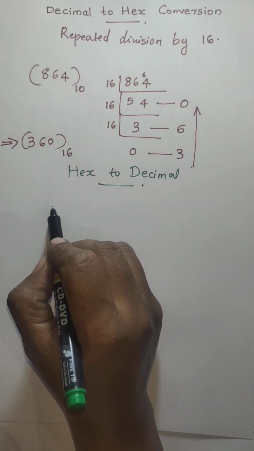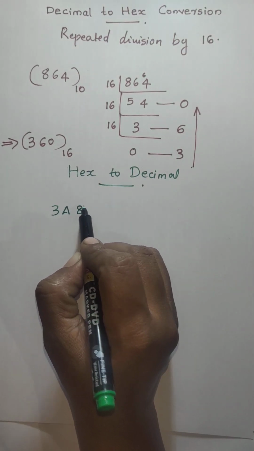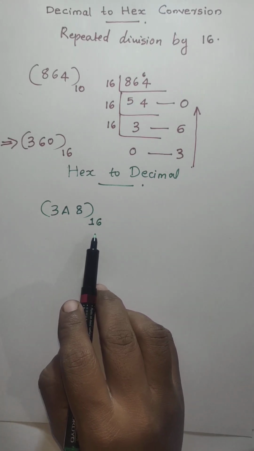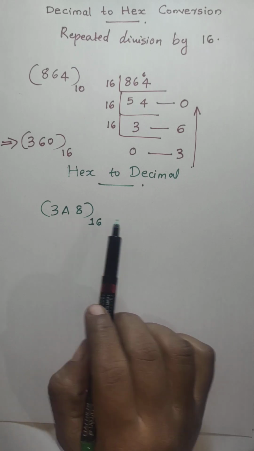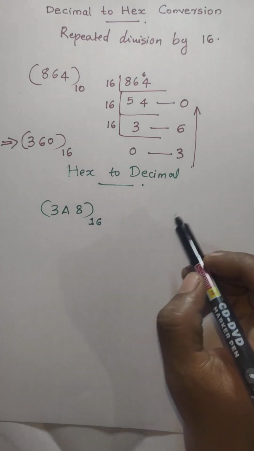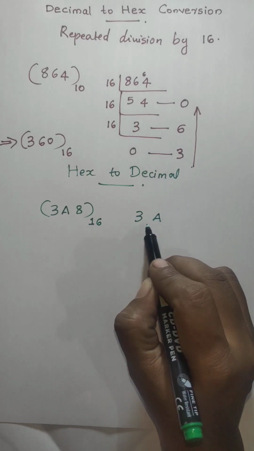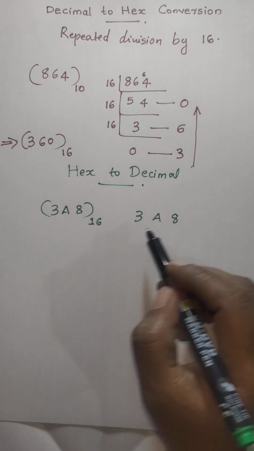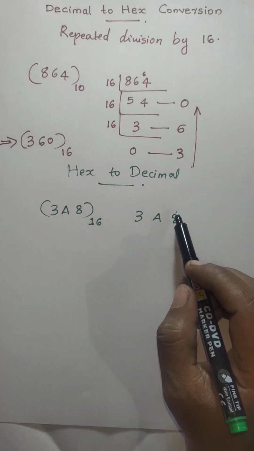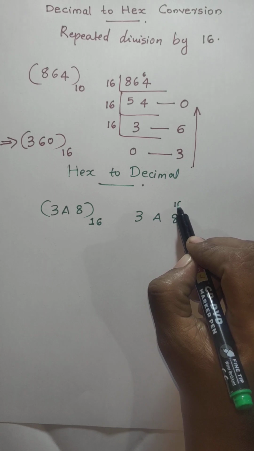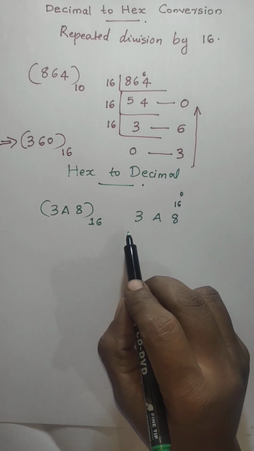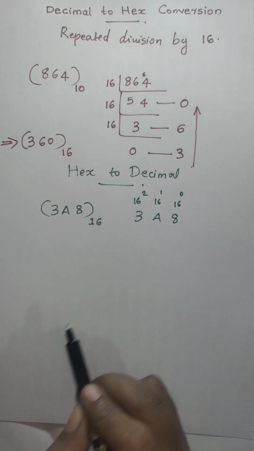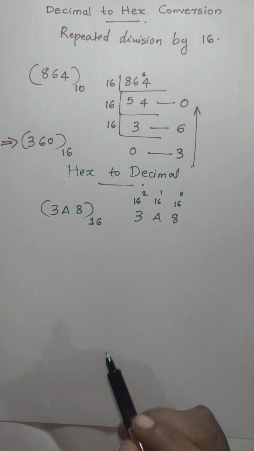For example, 3A8. This is a hexadecimal number, so the base of this number is 16. We are going to convert this hexadecimal into a decimal number. Here 3, A, where A represents 10, and 8. So we can note the positional weights: 16 raised to 0 here. This is the LSB and this is the MSB. Here 16 raised to 1 and here 16 raised to 2. We multiply each digit by its weight.